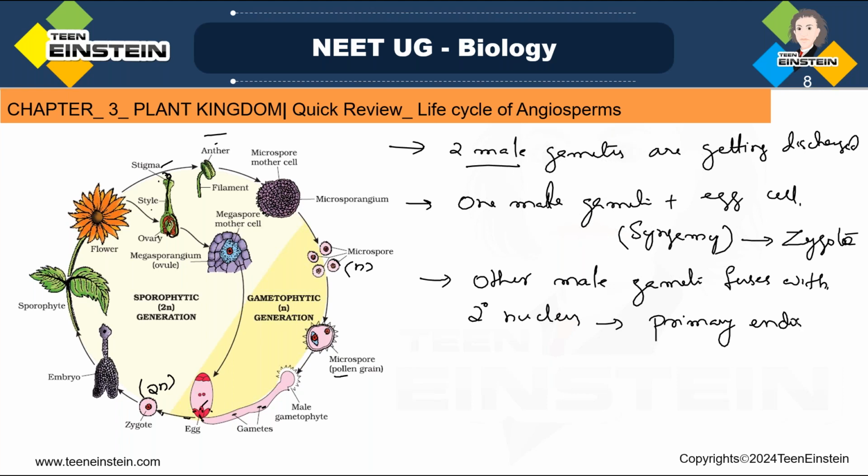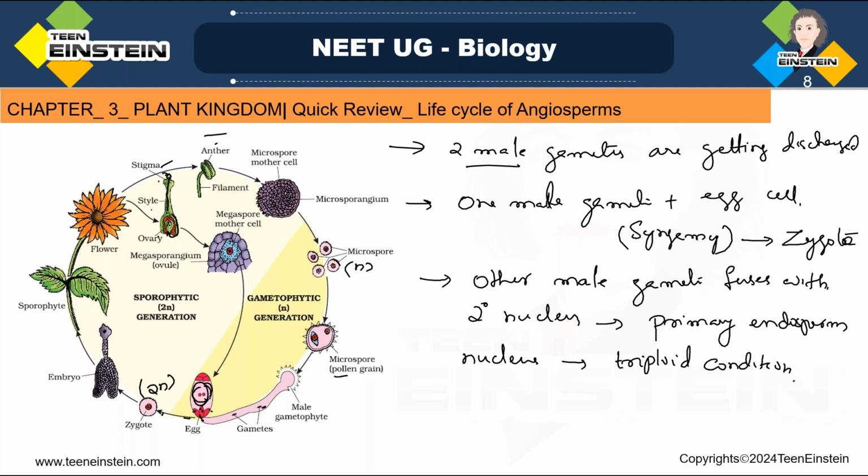Primary endosperm nucleus, which is having triploid condition. That is in triploid condition. Okay, these both will fuse, and again the second male gamete also will fuse with this, and that forms the primary endosperm nucleus. That's why we are saying the primary endosperm or the endosperm is triploid.